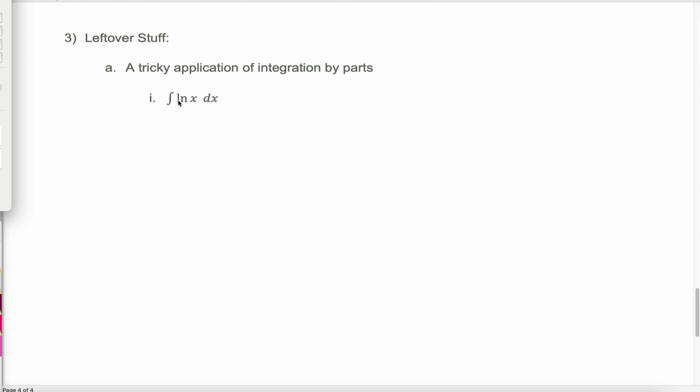You're like, how does that work? It's the natural log of x. It's not the natural log of x times something. I thought you could only use integration by parts when it was something times something. And you're kind of right. I mean, the idea with the integration by parts formula is it's the integral of u times dv that's equal to u times v minus the integral of v du.